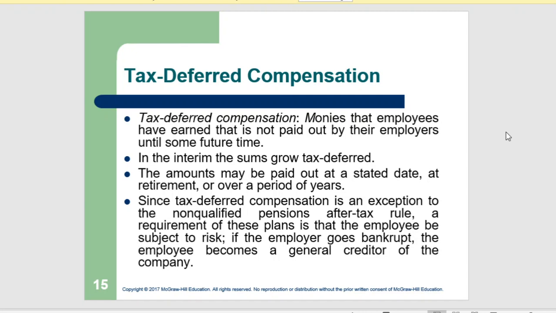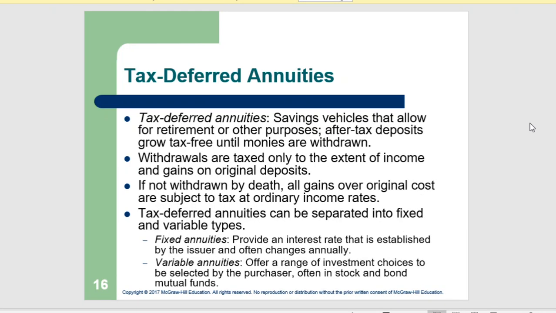Tax deferred compensation is an exception to the non-qualified pensions after tax rule. Normally non-qualified are not tax deferred. You pay the tax up front. So this is an exception. But then, right, you're relying on the company to pay you, and if the company goes bankrupt, then you're in line with everybody else to try to get money. So that's a pretty big disadvantage to that.